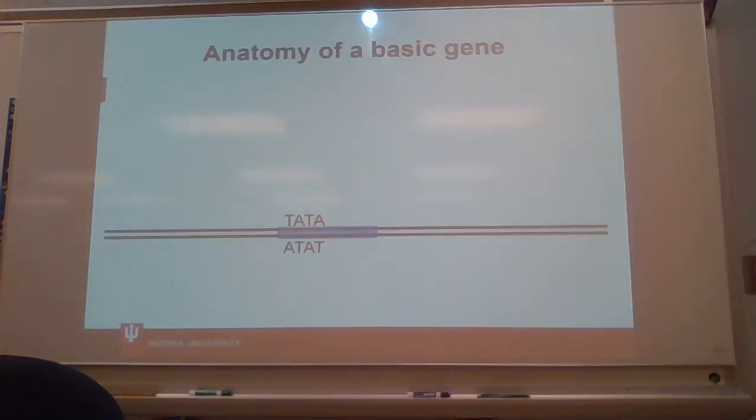So, this is going to be a pretty important slide here. We're going to follow along and look at some anatomy of a basic gene. Okay, and the definition of a gene is a stretch of DNA that codes for a protein. That's one definition of it. And so what are these two black parallel lines supposed to represent, do you think? That's a DNA strand. Okay.